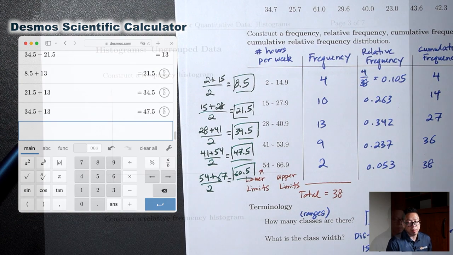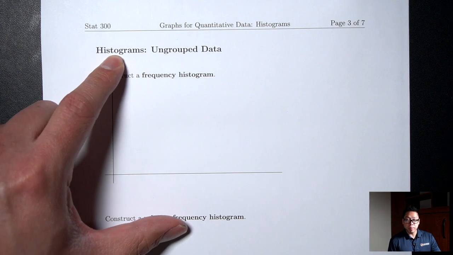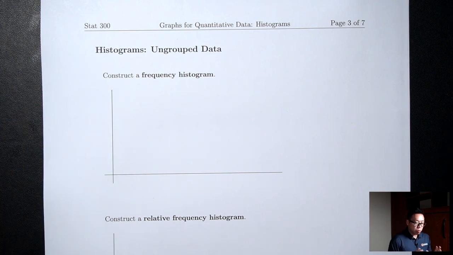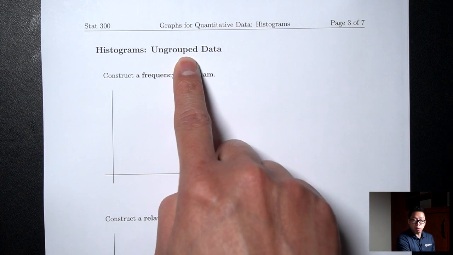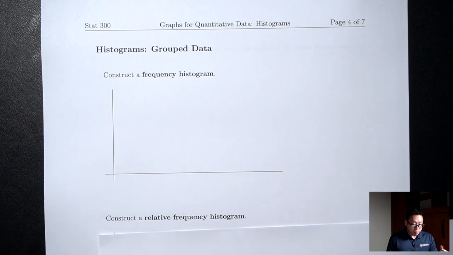The main type of graphs for quantitative data are the histograms. And there's two variations depending on whether you're in situation one with the ungrouped data or situation two with the grouped data. Let me start with situation one.